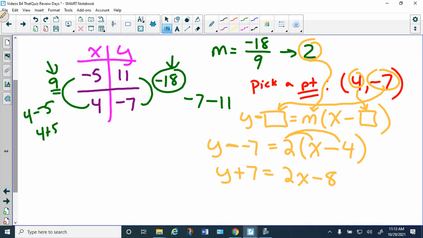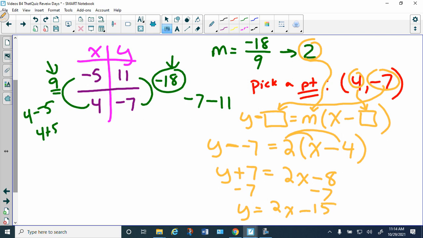Sometimes I think students are in a rush. They just want to get it over with, and they forget to distribute to that second term. Don't let that student be you. Or if you've been doing it, stop it. So we're going to go ahead and bring 7 over to the other side by subtracting on both sides. We have 2x, and then negative 8 minus 7 is negative 15.